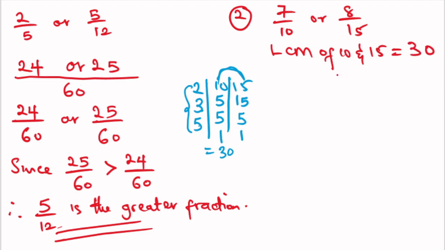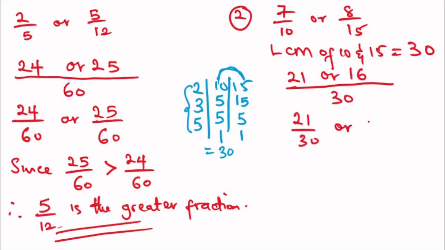So what do we do next? We have to convert each fraction to the equivalent fraction, working with LCM 30. Now 30 divided by 10 is 3, and 3 times 7 is 21. Then 30 divided by 15 is 2, and 2 times 8 is 16. So we are going to split this so that they can be in their separate fractions. This is 21 over 30, and 16 over 30.